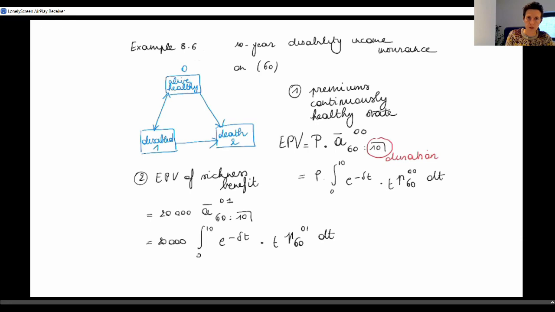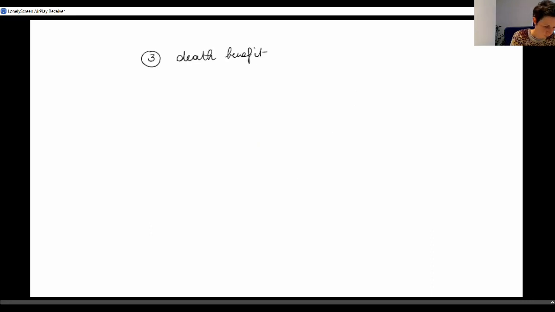And of course, I can enter the death state out of the disability state or from the alive and healthy state. Okay, so if I write down the valuation formula here, the EPV is 50,000 times capital A bar 02, 60 with a duration of 10. Good. So do note, I start again in state zero, and this insurance benefit should be paid when I make the transition from state zero to state two. So if I write down the valuation formula in full detail, I've got the integral from 0 to 10, I've got e to the power minus delta t.